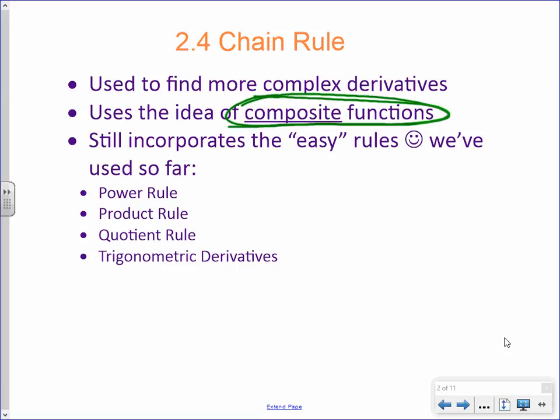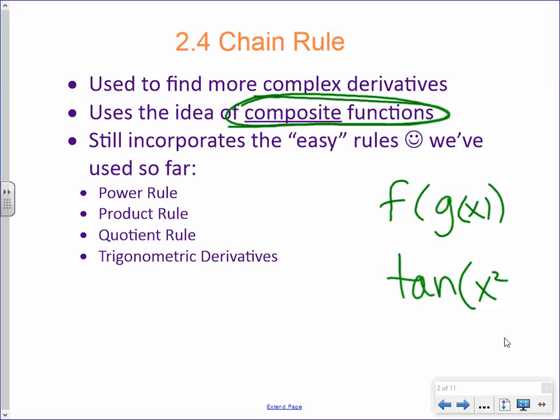Michael said, isn't that like f of g of x? Okay, for example, the tangent of x squared, that is a composite function. Okay? When we have a function inside of a function, we must use the chain rule. So we're still going to be using our power rule, product rule, quotient rule, and trigonometric rules along with the chain rule.